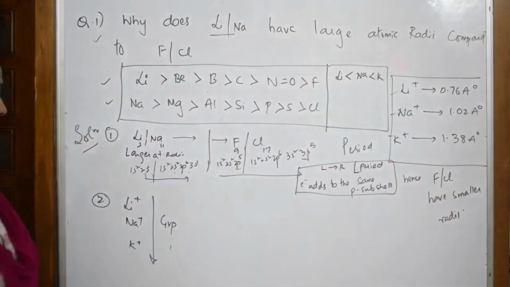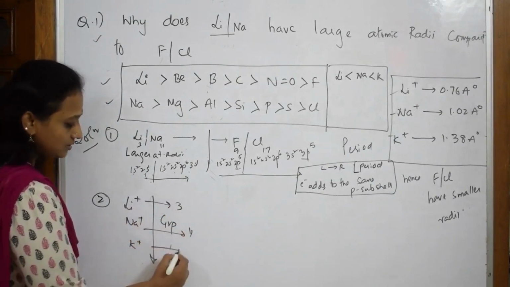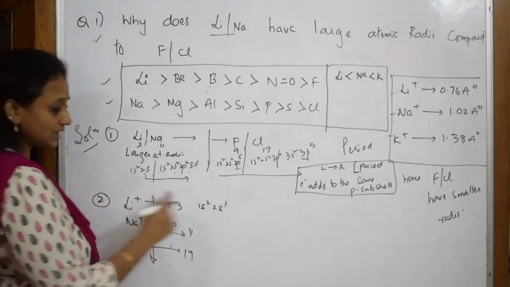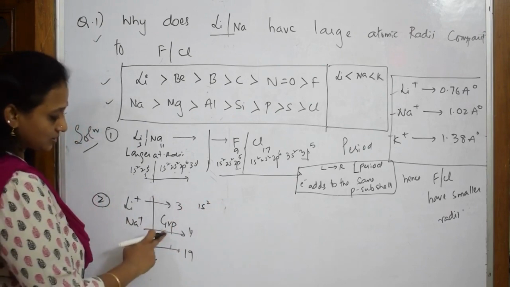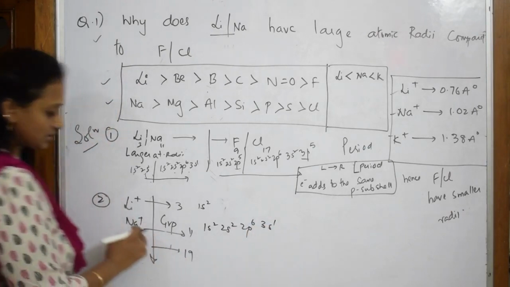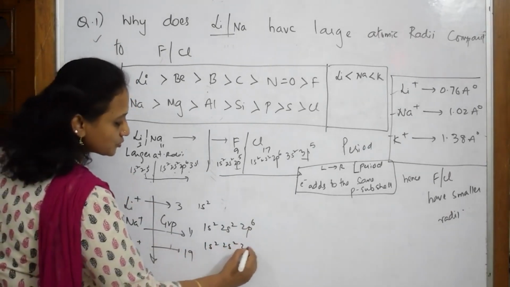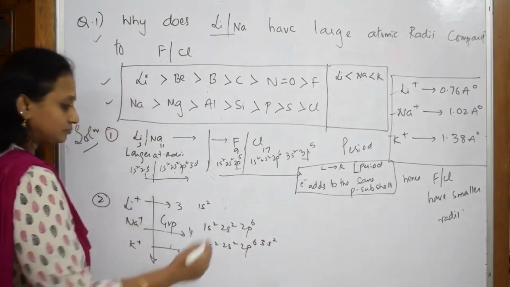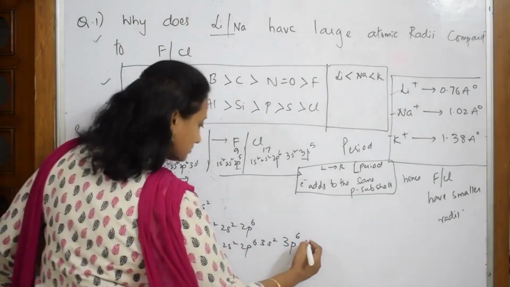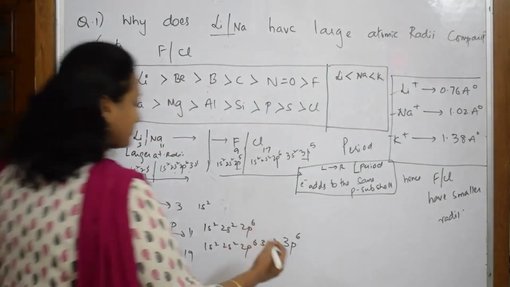Now I need to answer this question for a group. What is happening when I take lithium, atomic number 3, sodium 11, potassium 19? Lithium is 1s2, 2s1, but here it has lost one electron, so I am writing 1s2. Sodium, 1s2, 2s2, 2p6, 3s1. It has lost one electron, so take out this. Potassium, 1s2, 2s2, 2p6, 3s2, 3p6.